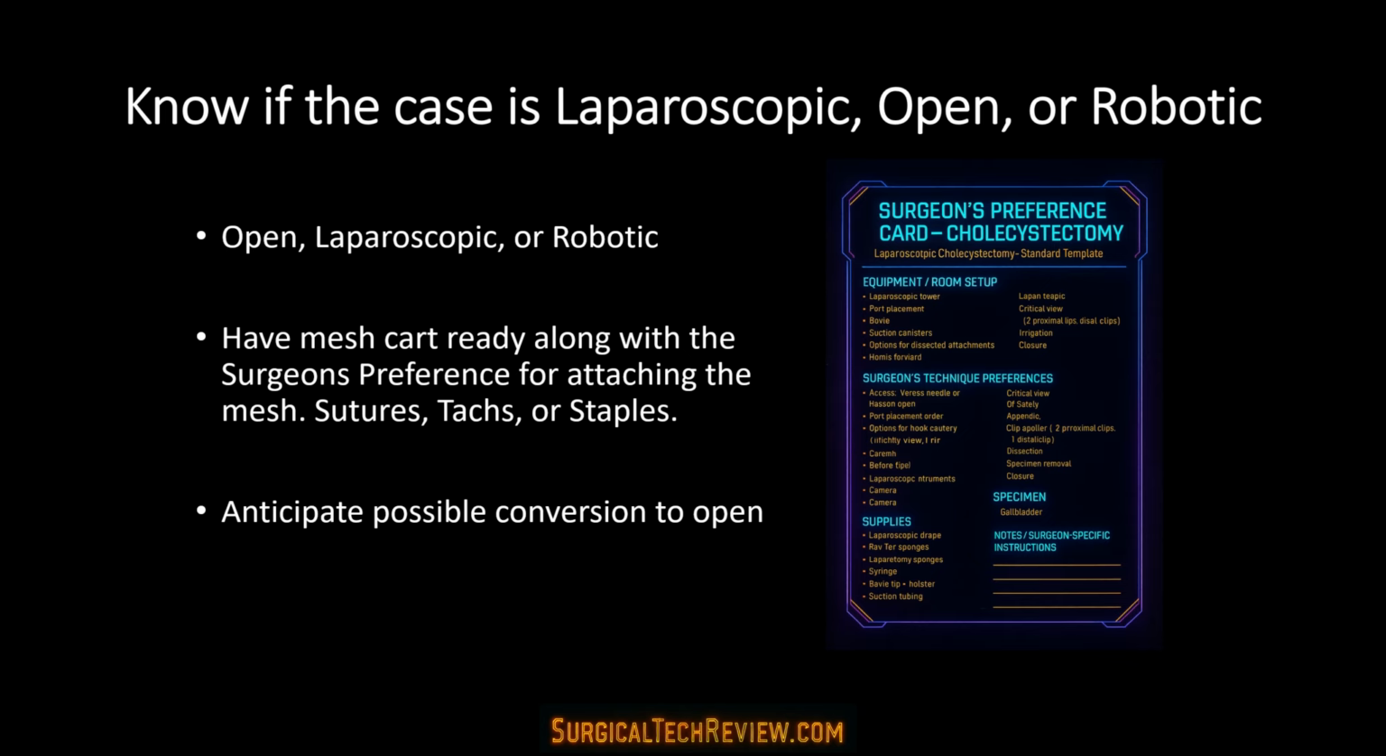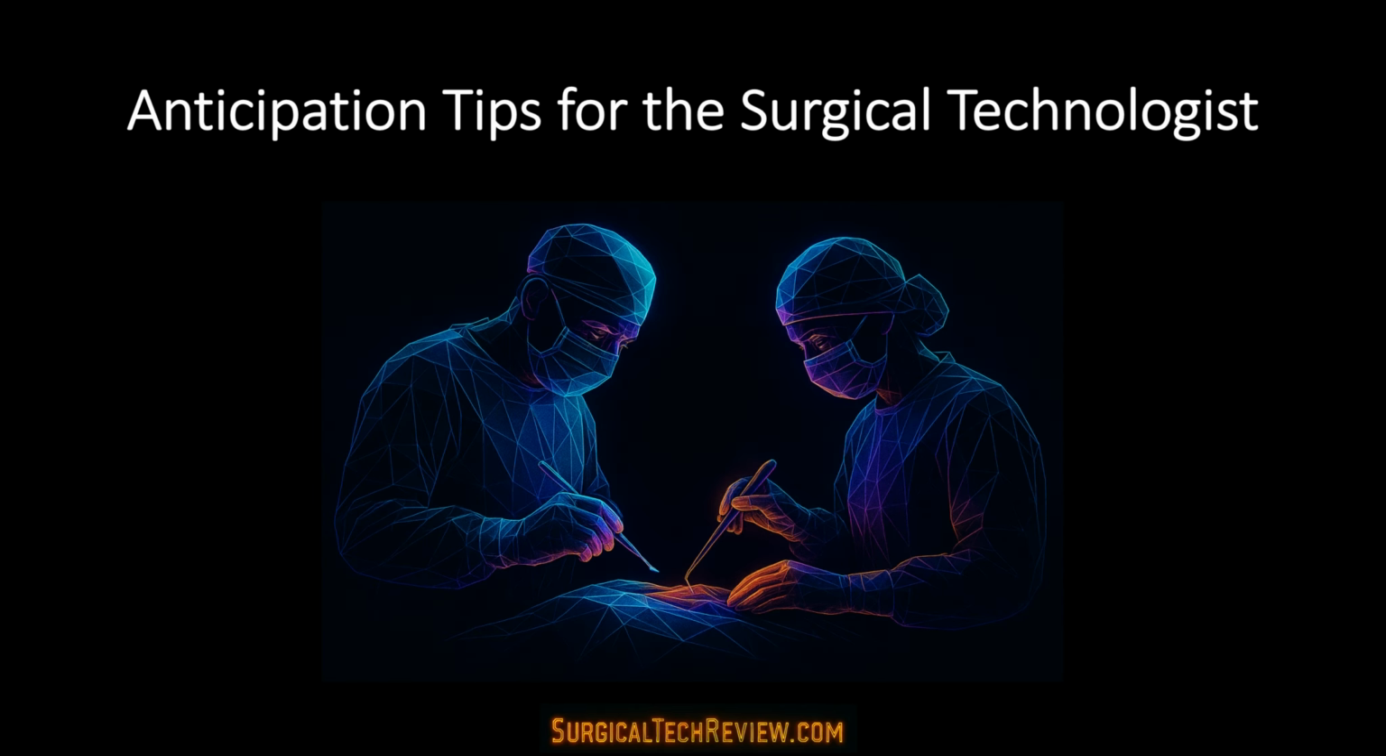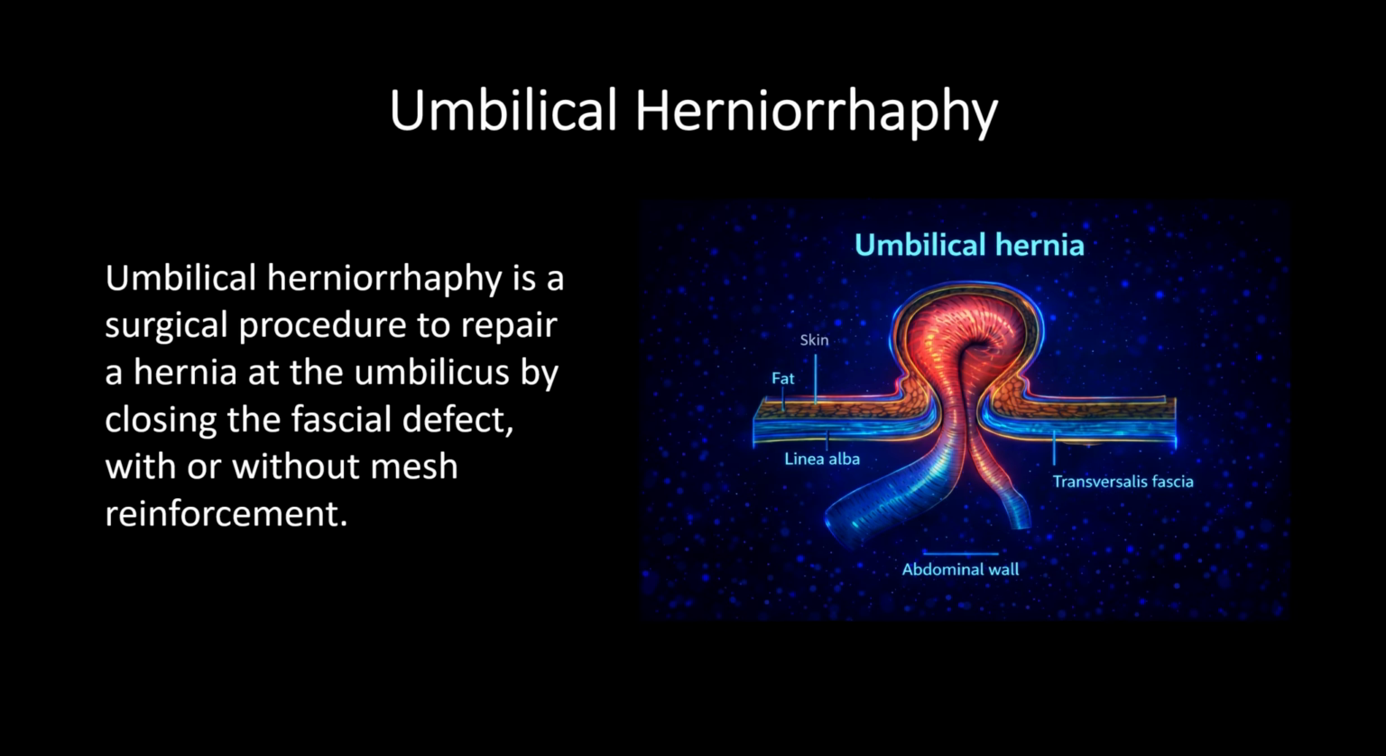Before incision, ask yourself, is this open, laparoscopic, or robotic? Have mesh options available. Anticipate possible conversion to open. Preparation prevents panic. Anticipation for the surgical technologist: the surgical technologist plays a critical role in hernia repair. An umbilical hernia is a protrusion of intra-abdominal contents such as intestines or omentum through a weakness or defect in the abdominal wall at the umbilicus, or your navel. It occurs when part of the intestine or fatty tissue pushes through the umbilical ring, creating a bulge at or near the belly button.